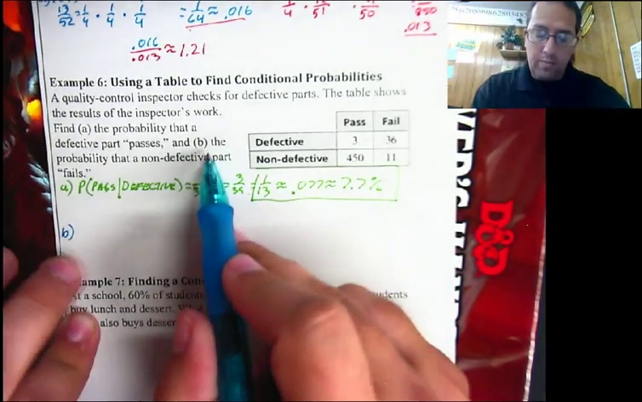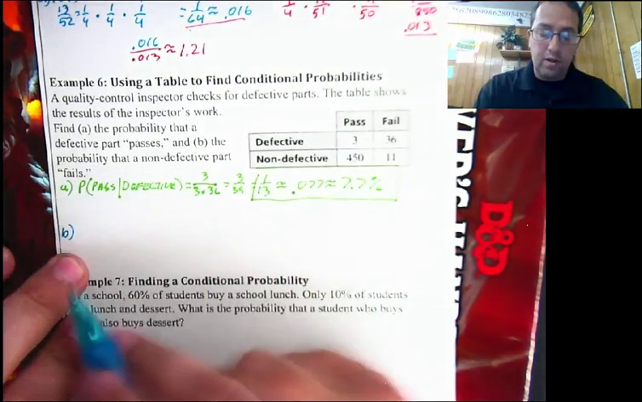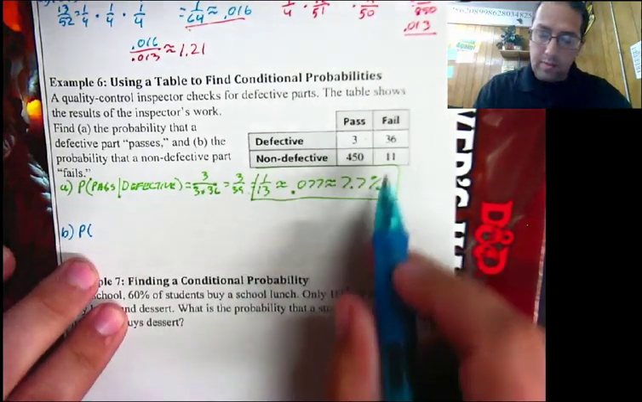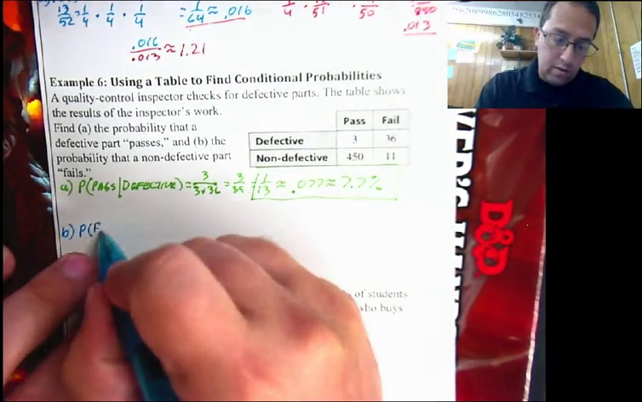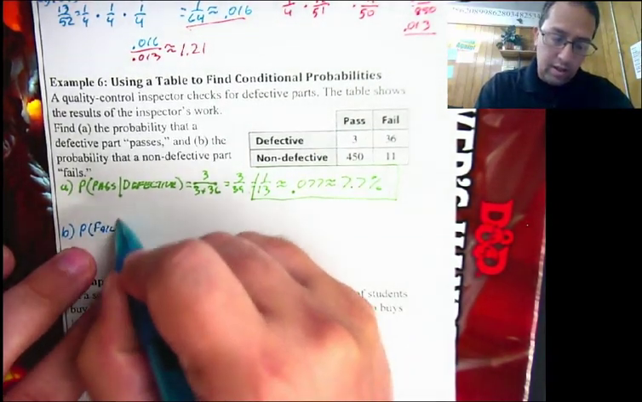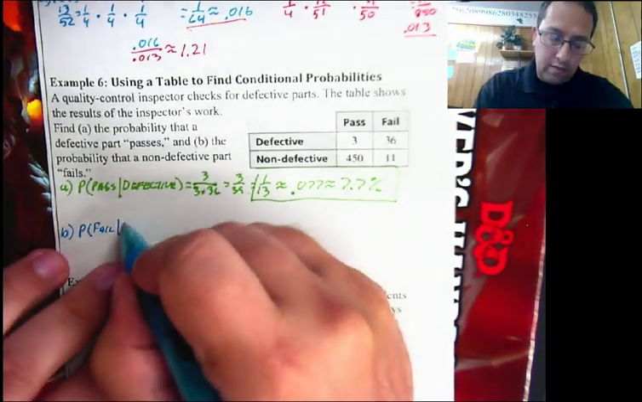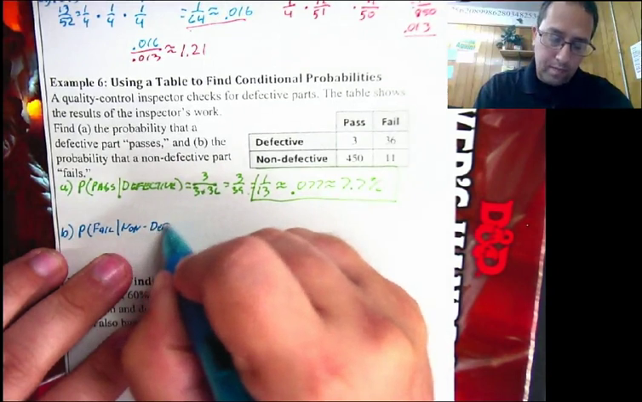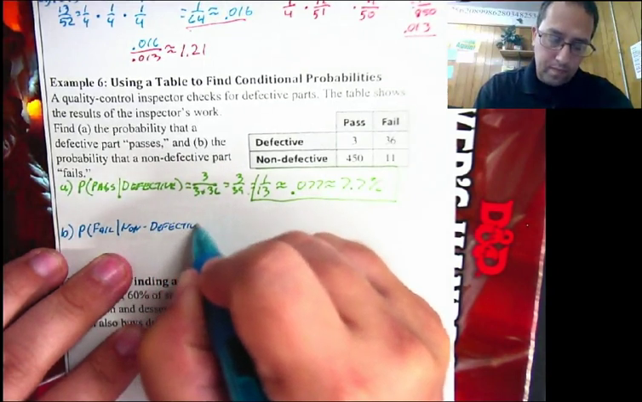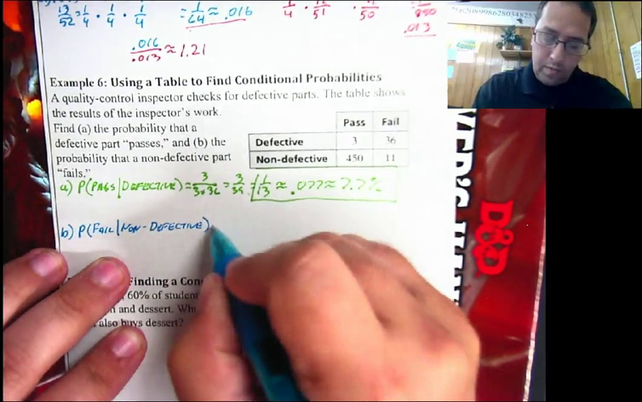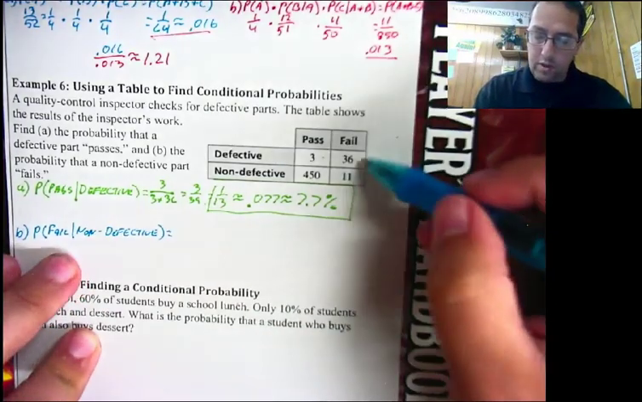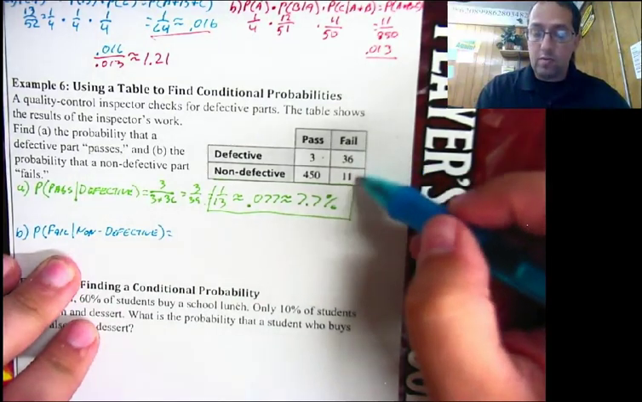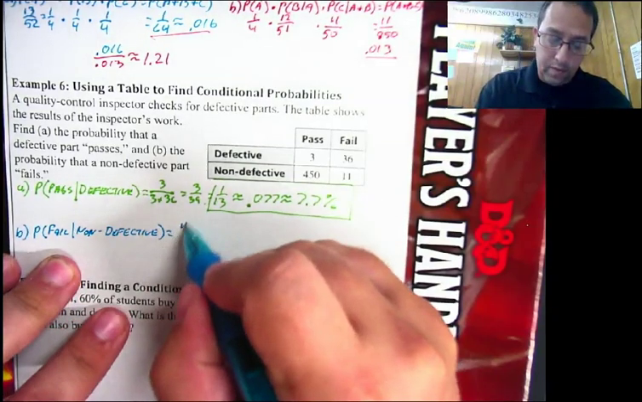Question B, the probability that a non-defective part fails. So what we want is the probability that something is going to fail, all right, given that we know it's not defective. So non-defective. So we want the ones that failed, so we're just looking at these two columns, but it has to be non-defective. So we're not interested in all of it, we're just interested in the 11.